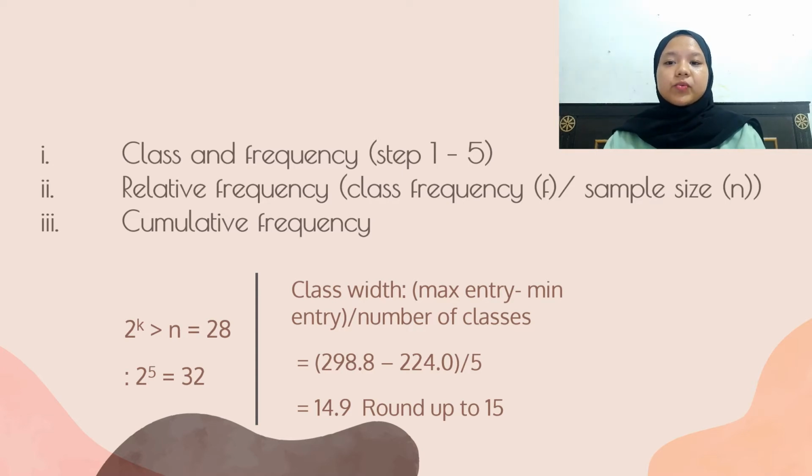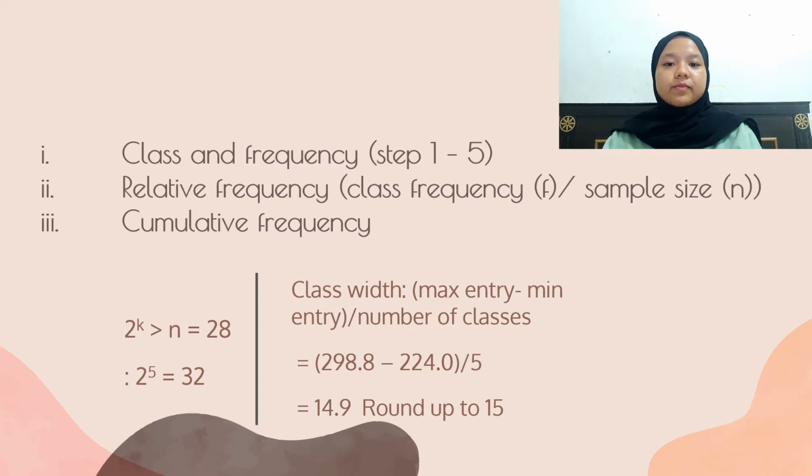In order to determine the number of classes, we use the formula 2^k > n. Our n, the sample size, was 28, and after trying a few numbers, we finally get 2^5 = 32. So 32 is bigger than 28, so we decided to use 5 as our number of classes.